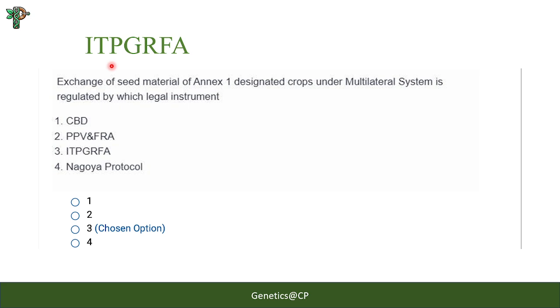Then there is another concept called ITPGRFA. Here also, the USA has not ratified the ITPGRFA. When it came, and Annex 1, which crops are present, which crops are not present, and why the treaty came, and even with the presence of the CBD, what was the necessity of creating another treaty or convention for this? You should read all these aspects before going for the exam.